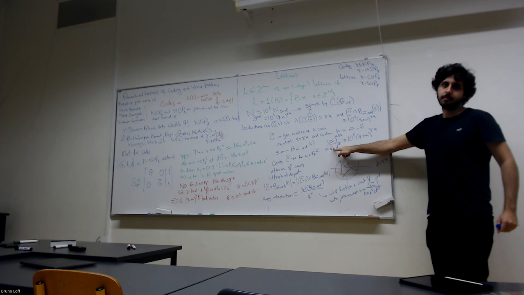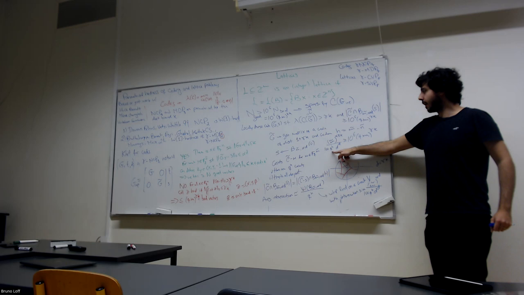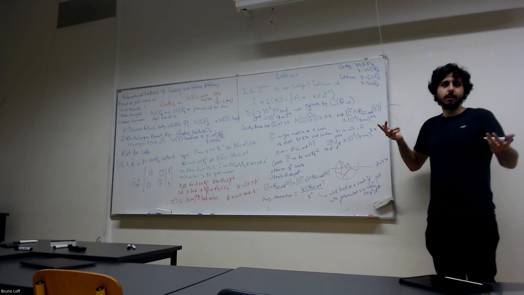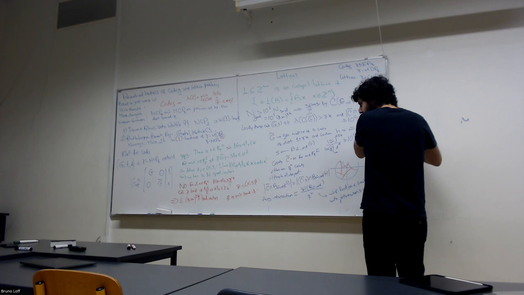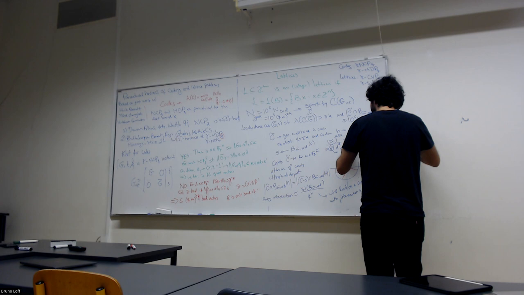And what you can do is just take the best codes that we know, right? BCH codes. For BCH codes, this parameter here is roughly, so if I do Q-ary BCH, I get here something like this. Right, this is where we're going to survive. Okay, look at this.